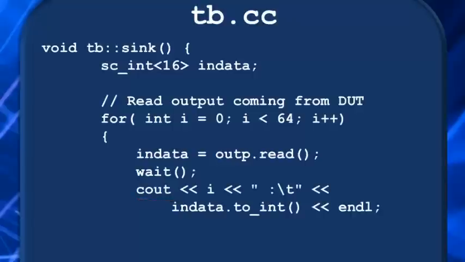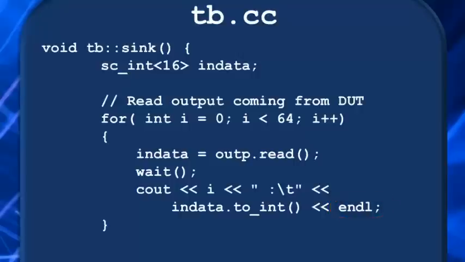You merely say cout followed by a series of variables or text strings separated by a left shift operator. So here we're saying, write out whatever the current loop index i is, followed by a colon and a tab space, and then the value of inData followed by the end of the line. Here you see that SystemC has a member function toInt, which converts a SystemC data type like sc_int to a pure integer for printing purposes. And endl is a C++ keyword that just means end of line.